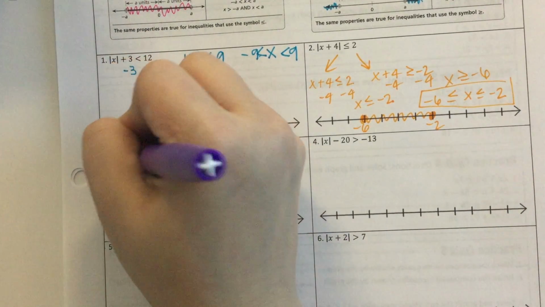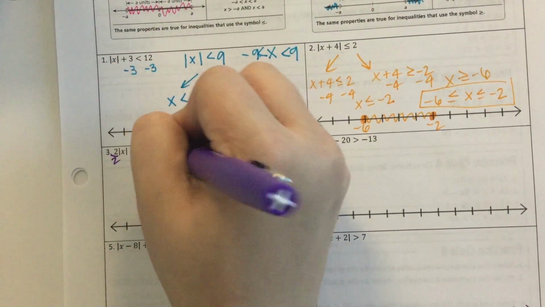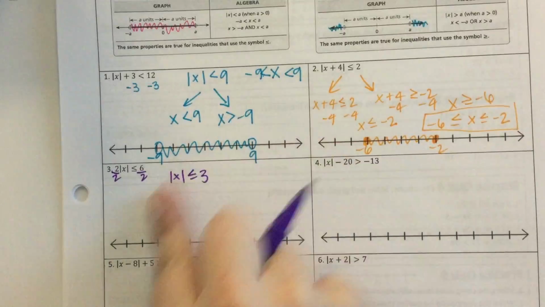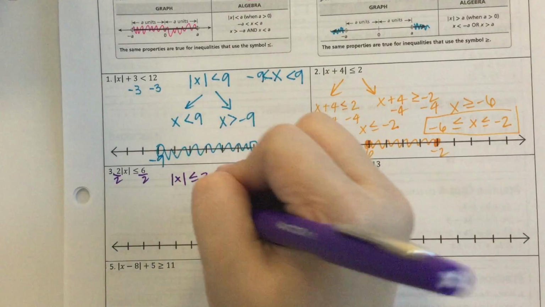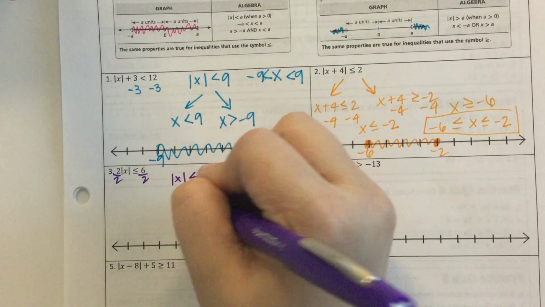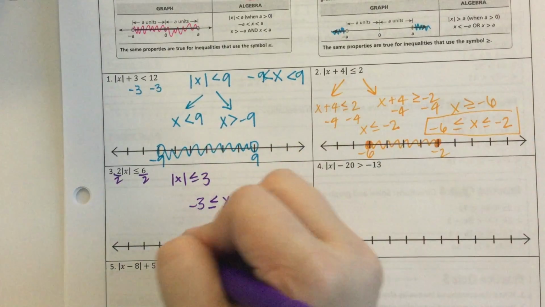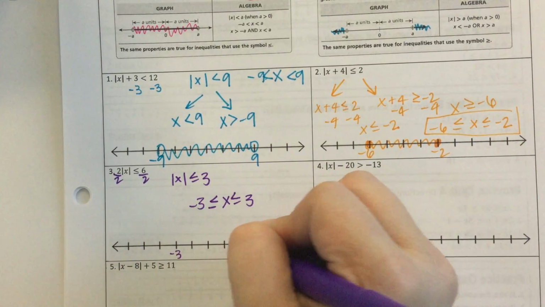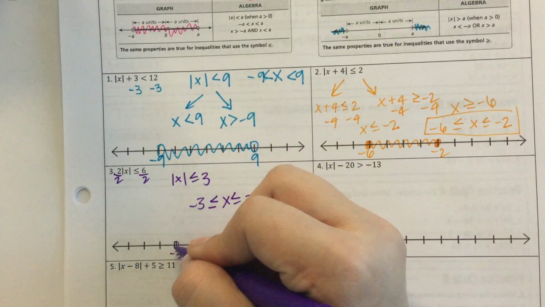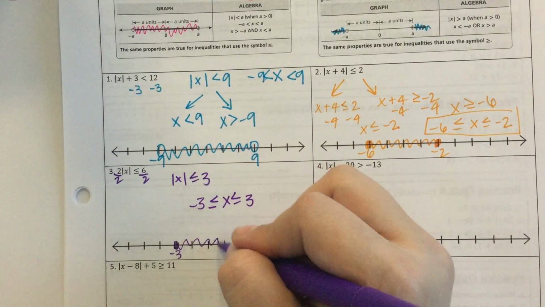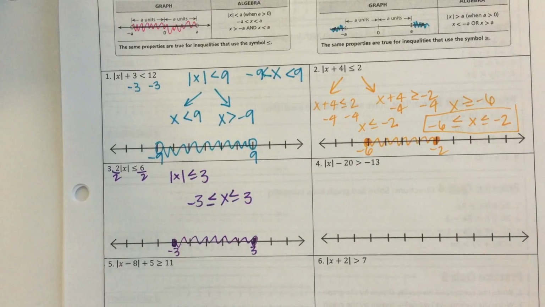Divide by 2, divide by 2. Absolute value of x is less than or equal to 3. My solution is just like the one above: x is greater than or equal to negative 3, but less than or equal to 3. So here's negative 3, here's 3, closed circle, in between. And that's it.